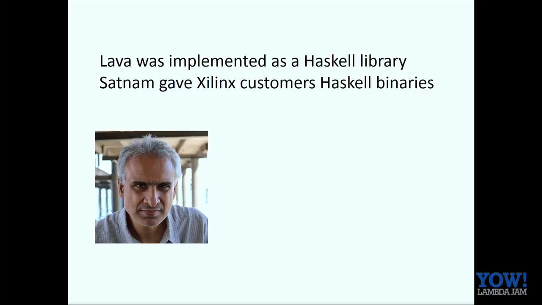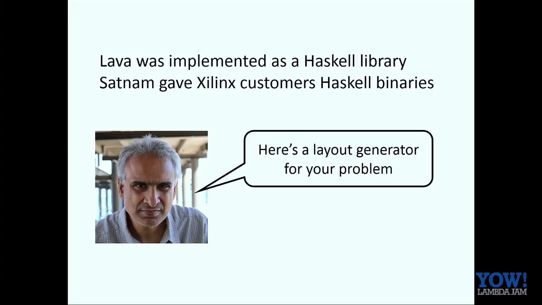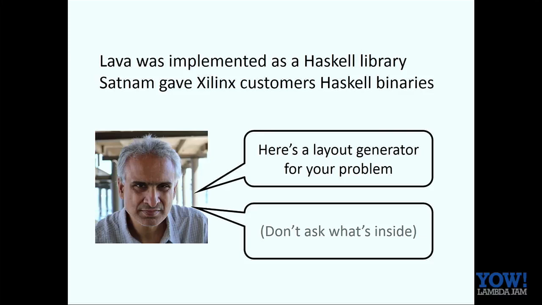So he had Lava as a Haskell library, and he would just generate Windows binaries and give them to Xilinx customers. He wouldn't tell them what was in them. He said, here's a generator for your problem, and just don't ask. So this was quite successful in practice.